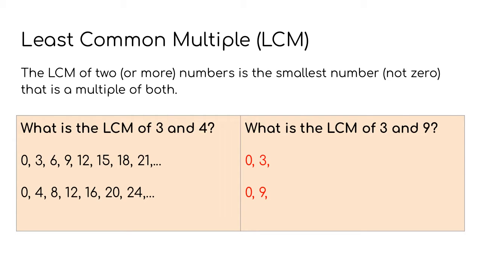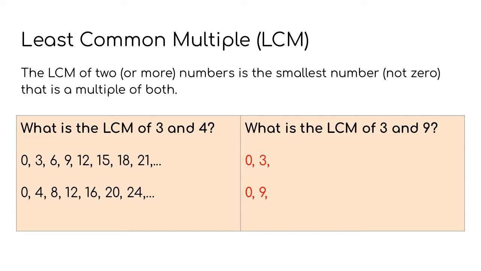So the least common multiple of two or more numbers is the smallest number that's not 0 that is a multiple of both. So for this first one here, I said, what is the least common multiple of 3 and 4? So what we want to do is write out all of the multiples, which I've already done. So 0, 3, 6, 9, that means 0 times 3, 1 times 3, 2 times 3, 3 times 3, and so on. And then same with 4, 0 times 4, 1 times 4, 2 times 4, 3 times 4, and so on. So those are the multiples of 3 and 4.